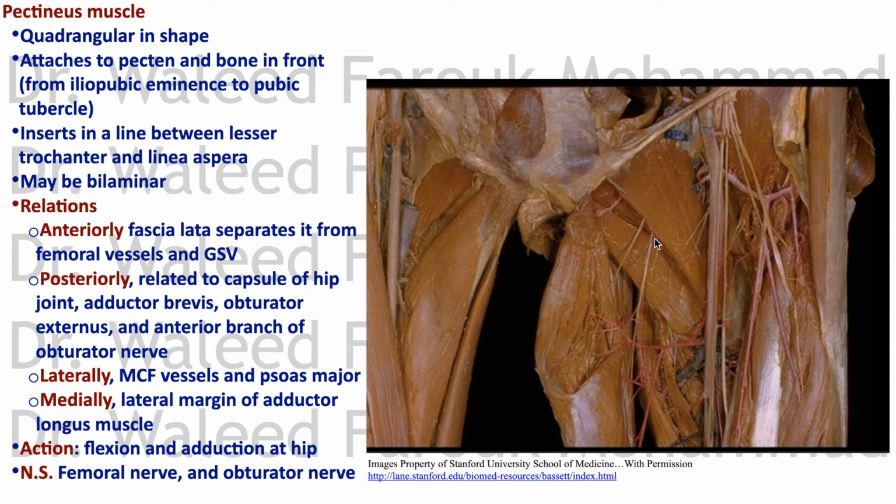Medially, the lateral margin of adductor longus. Okay, the adductor longus is reflected here. This is the adductor longus muscle, a medial relation to the pectineus muscle. The action of pectineus, of course, is that it flexes and adducts the hip joint.